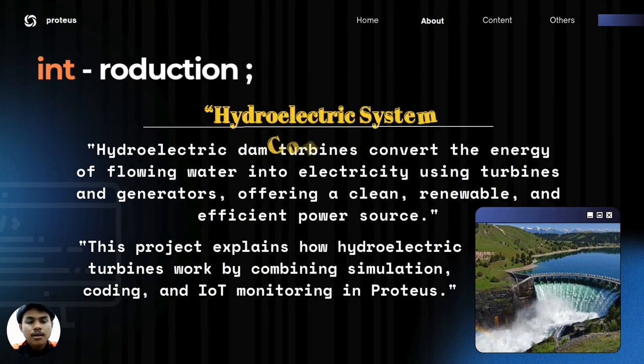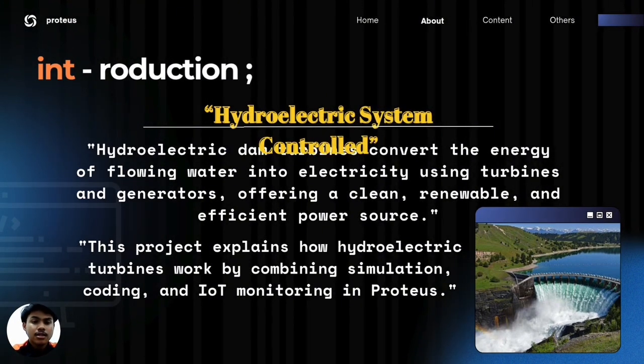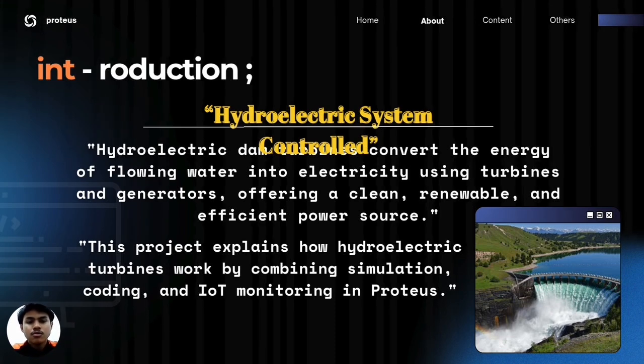So for my part, I will give an introduction for our project. Our project name is Hydroelectric System Control. Before we go further, let me explain what hydroelectric is.